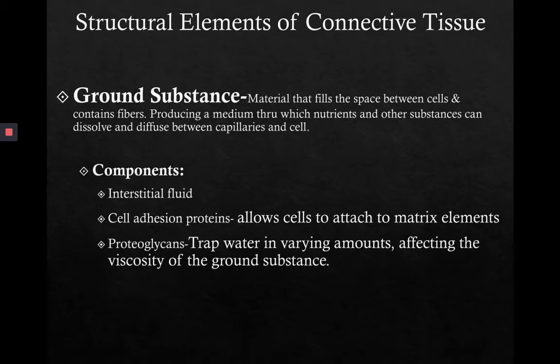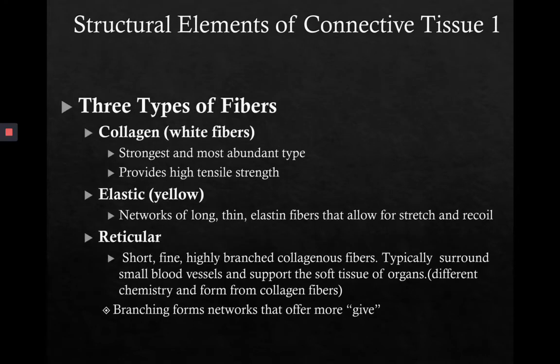The ground substance, again, is gel-like. It's outside the cell, and it's going to be able to suspend the protein fibers within it. So it is a medium also that nutrients and other substances like ions can dissolve in and diffuse between. It contains things like interstitial fluid, a watery fluid, cell adhesion proteins or molecules like CAMs that we talked about in chapter 3. They allow cells to attach to matrix elements, and then proteoglycans, which trap water in varying amounts, and that affects the viscosity of the ground substance.